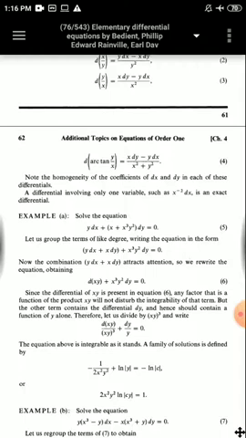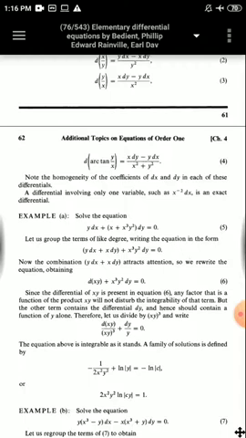A family of solutions is defined by, just writing the integration, minus 1 upon 2x square y square plus log y equal to log c. So log means log to the base e, and thus we get finally 2 times x square y square log cy equal to 1.